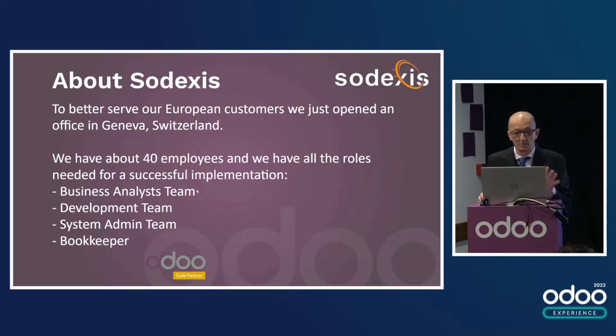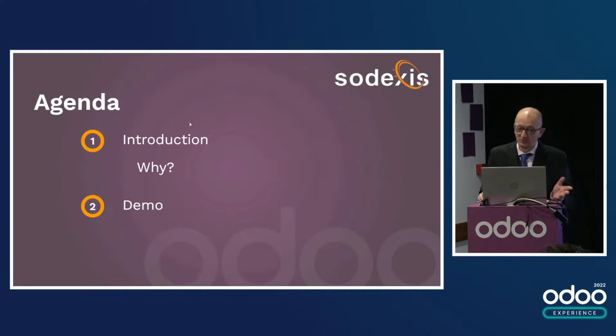We have about 40 employees, and we have all the roles needed for a successful implementation. So we have a business analyst team, we have a development team, we have a system admin team, and we even have a bookkeeper to help some of our customers with the accounting part, okay? So we can really help you at any level that you need. We've helped very small companies that don't have any IT departments, then we do it all. But we have also helped very large companies that have their own IT department. They might involve even other partners, and we just work with them, and we bring the extra knowledge that they don't have, okay?